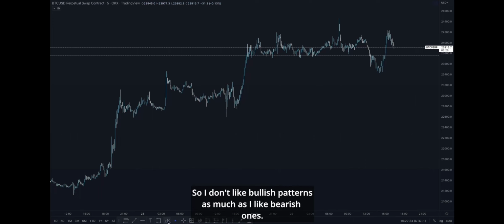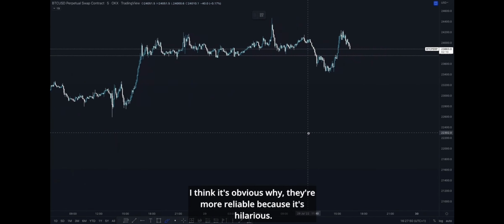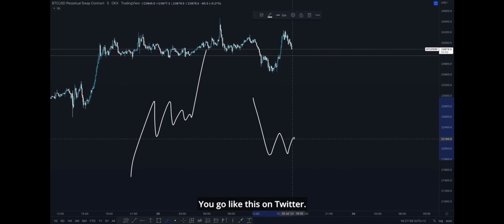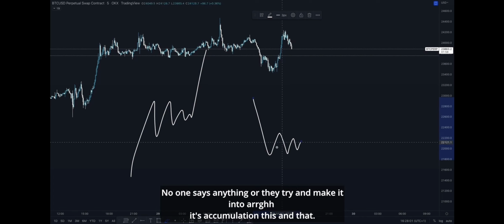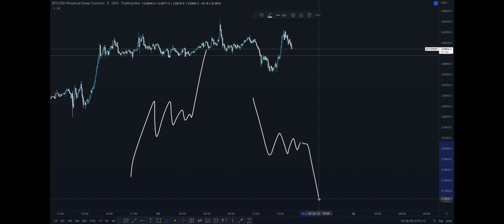So I don't like bullish patterns as much as I like bearish ones. A bullish pennant does not mean as much to me as a bearish pennant does. I prefer bearish pennants, okay? I think it's obvious why. They're more reliable because it's hilarious. When price goes like this, you go on Twitter: bullish pennant, we're pumping. You go like this on Twitter, no one says anything. Or they try and make it into accumulation. They're coping. Whereas you're filling your shorts, nice, another leg down.